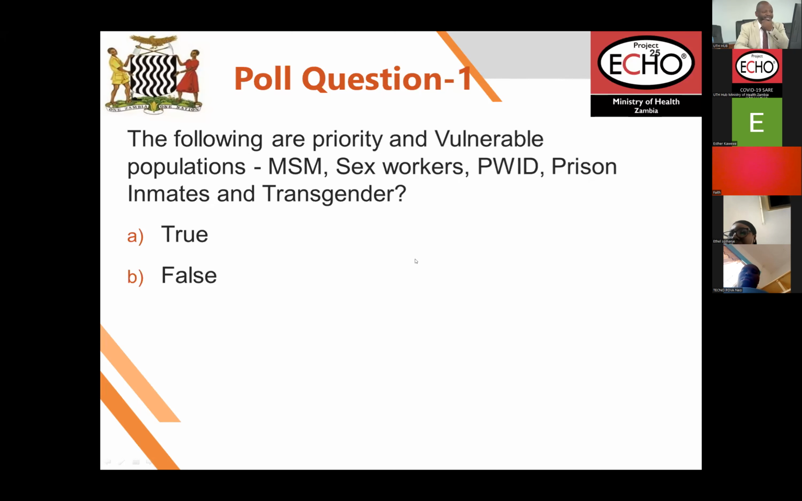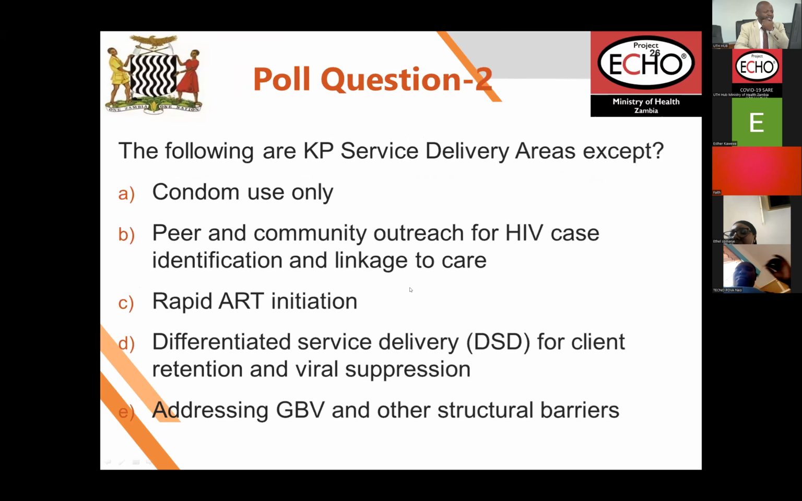No, thanks a lot for that clarification. We'll launch the next poll question. So this one is asking the following: the key priority service delivery areas except, what is it keeping? If you were following on the slides, you will be able to see which ones are which here. And so far, we have got people polling.